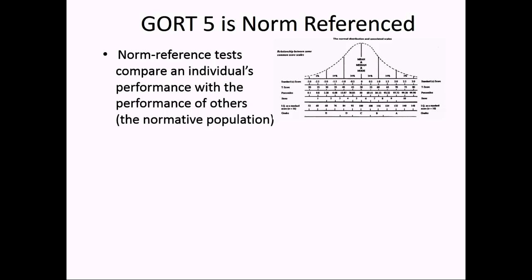The normative population is collected by the test manufacturers. They have to get children in each age category that fit the demographic information of the United States. So they basically have to get approximately equal numbers of males and females, about 100 kids from each age category. These kids have to be distributed across the United States, so there has to be a representative sample from the South, the North, the East, the West, and the Midwest.